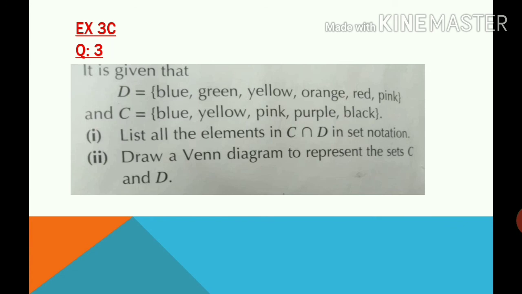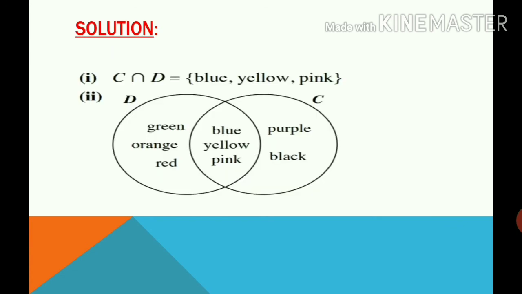Second part is draw Venn diagram to present the sets C and D. Here you can see that whenever you want to show the intersection, you have to draw the overlapping circles. So you will draw two overlapping circles. The first circle is showing D and the second one is C. And this mid area, which is an oval shape, is showing the common area, and over here you write down the common elements. You write down those elements which are present in both sets. So you write down blue, yellow and pink in this area.